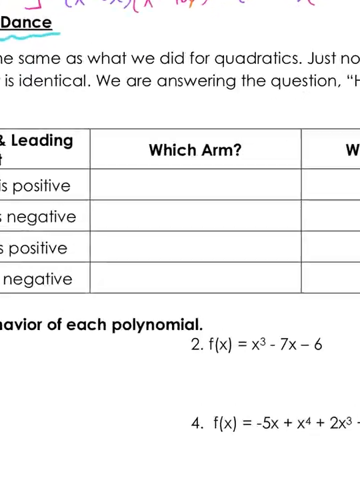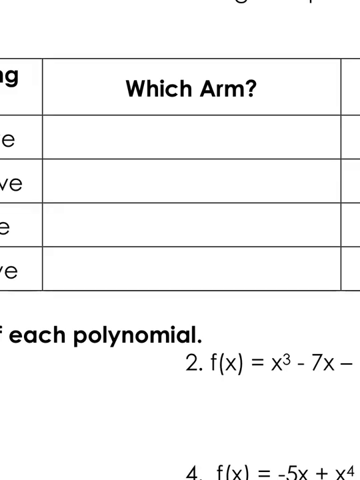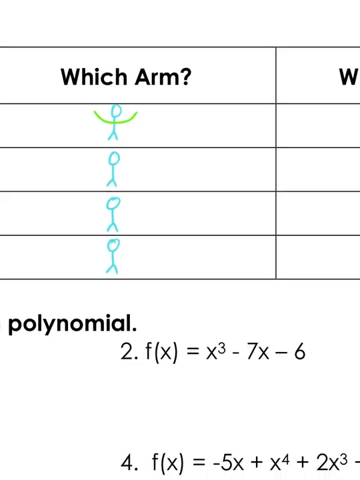So I'm going to draw this little man. Now, don't make fun of me. I am not an artist, but I'm just going to draw this little man right here. I'm going to draw him in each box, so we're ready to just draw his arms when the time comes. When we have an even degree and the leading coefficient is positive, his arms are going to go whoop, like that.